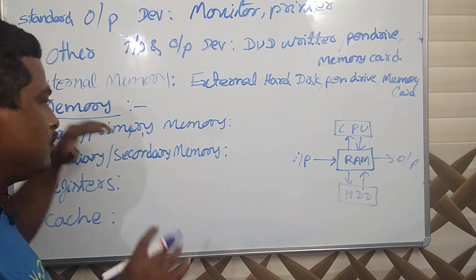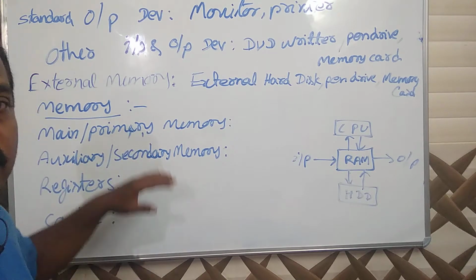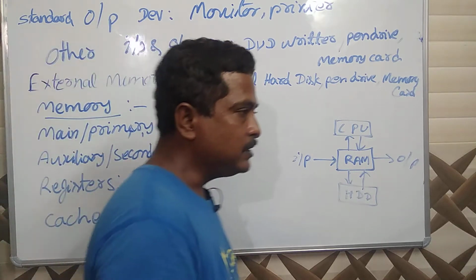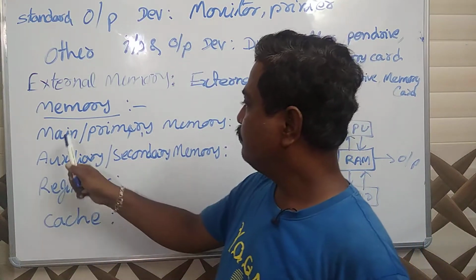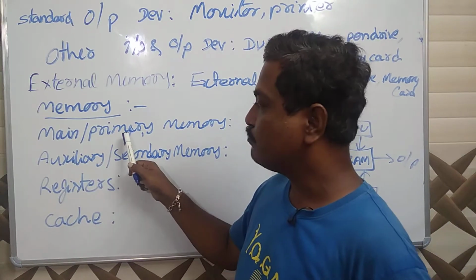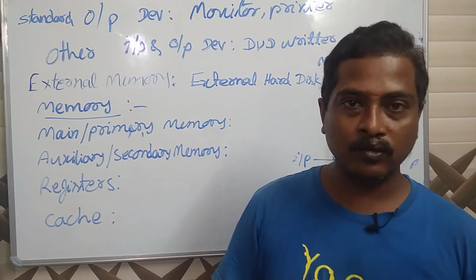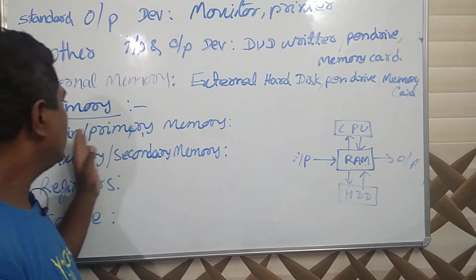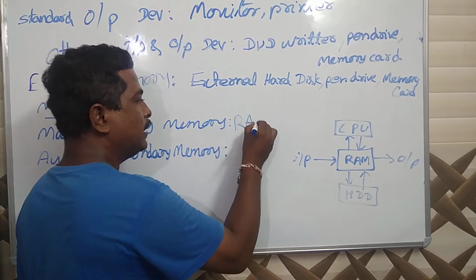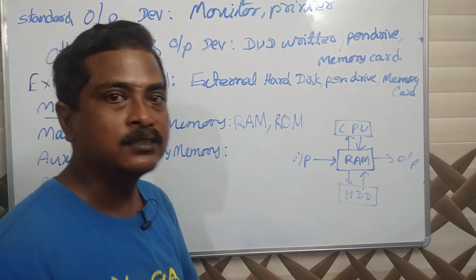Here the total memory system of the computer is divided into two parts, primary and secondary. In some books, in some cases, primary is also written as main memory. So both are the same, don't get confused. Main memory or primary memory, auxiliary memory or secondary memory. Now, what comes under main memory? Only two things, RAM and ROM.